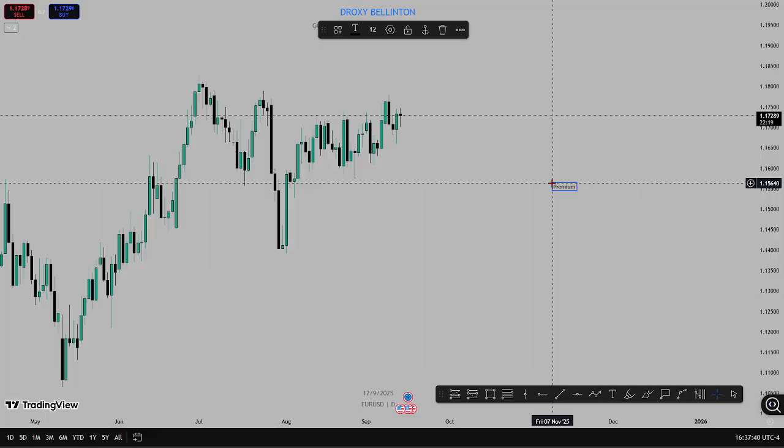Premium discount arrays. So you can call them PD arrays. The first PD array we'll be talking about are swing highs and swing lows.